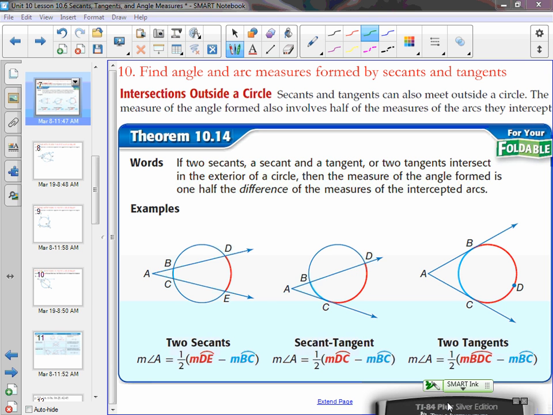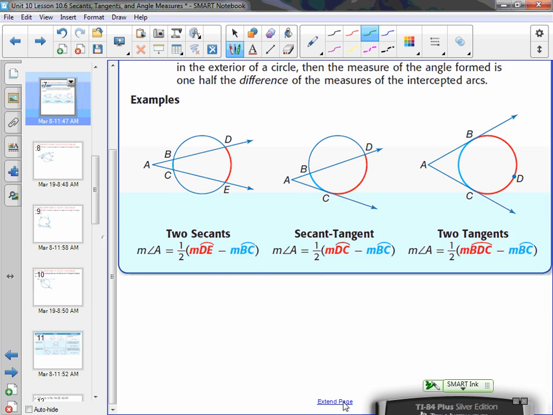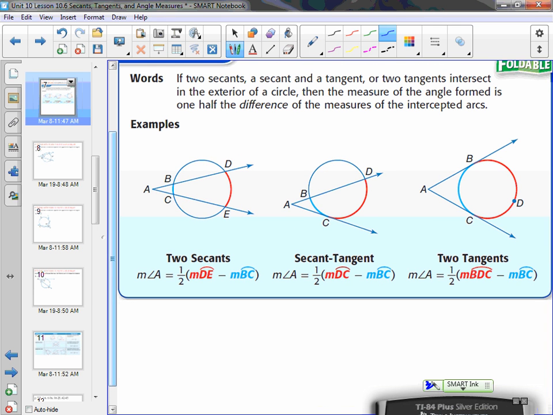All right, so if two secants, or a secant and a tangent, or two tangents intersect in the exterior of a circle, this can look three different ways. This is two secants intersecting. This next figure is a secant and a tangent. The next one is two tangents. But here's the thing to notice. Where is the vertex of the angle in each case? Exterior of the circle. Exterior of the circle.